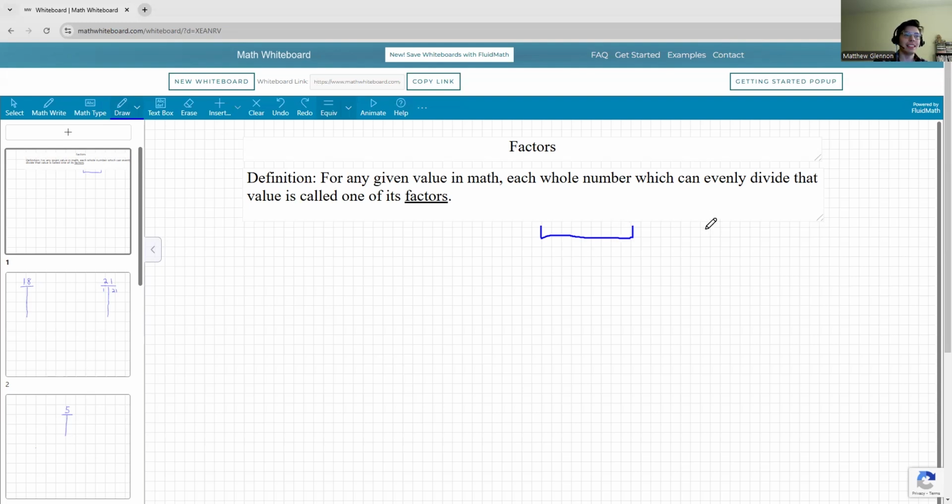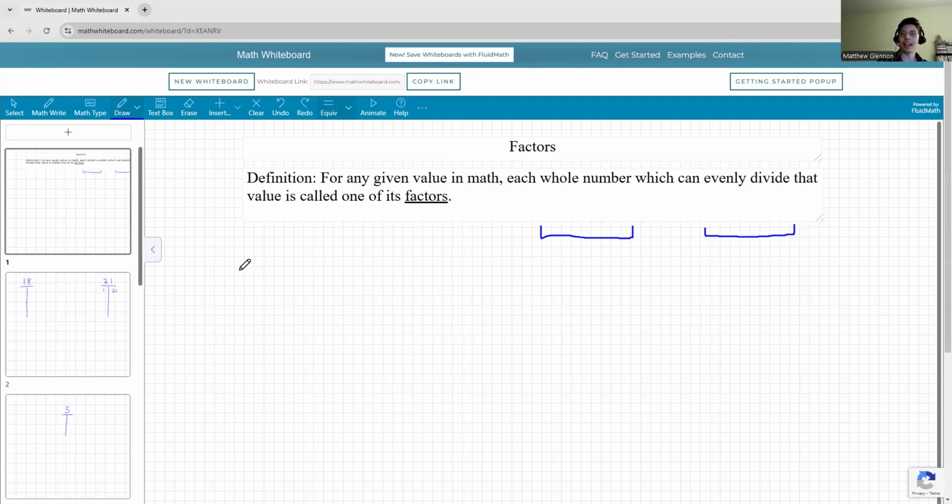And it also says evenly divide. And what that means is it can divide and leave no remainder. So you won't have like 3.5 as a result. You'll just have like 3. So what this is really meaning is a factor is all the numbers that are whole numbers, so no decimals, that you can divide a number by and not have a remainder.